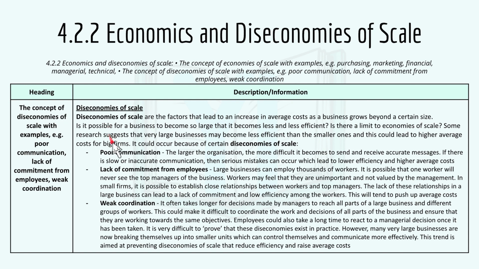Some research actually suggests that very large businesses may become less efficient than smaller ones, and this could lead to higher average costs for big firms. This could occur because of certain diseconomies of scale, and it includes number 1, poor communication.